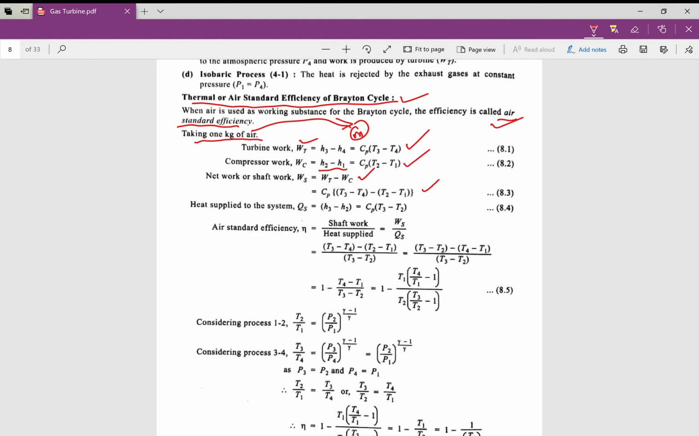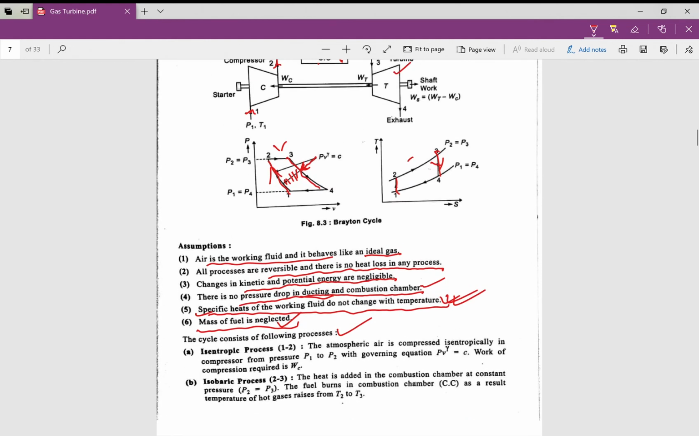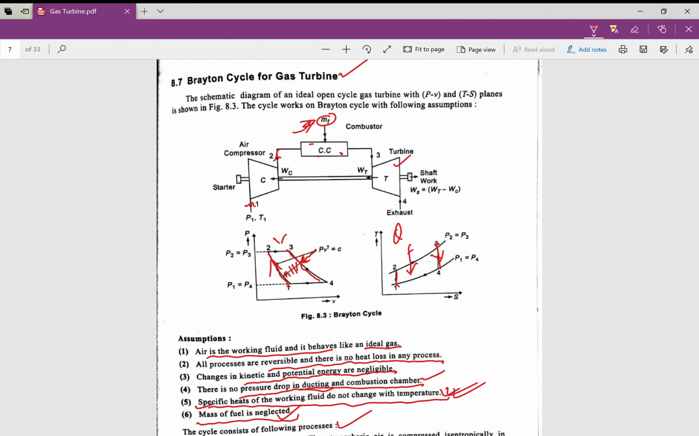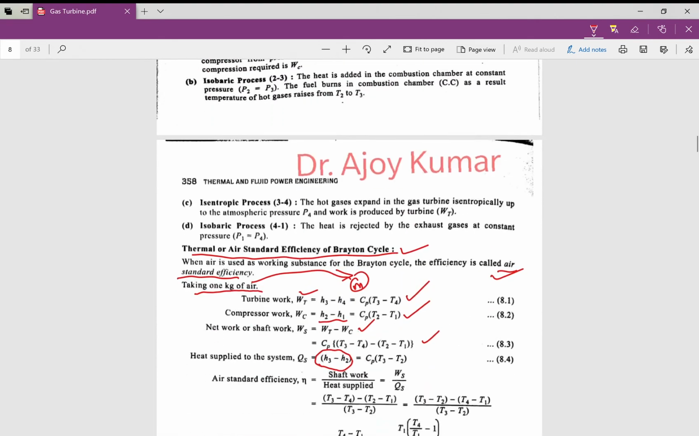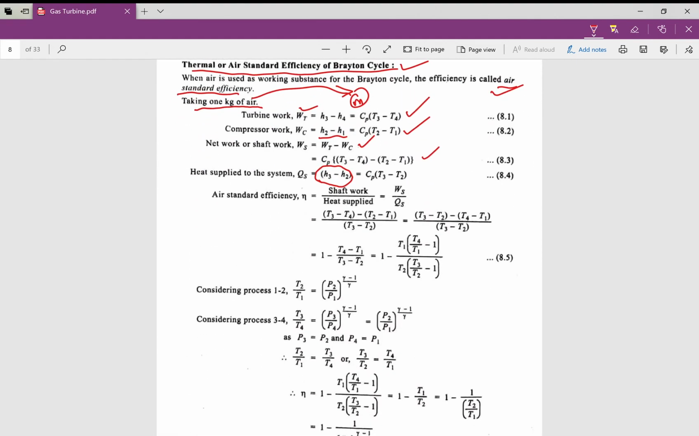So for heat supplied to the system, in process 2 to 3 heat was supplied. In process 2 to 3, fuel was supplied to the combustion chamber, and hence heat supplied is H3 minus H2, which in terms of specific heat is Cp (T3 minus T2).